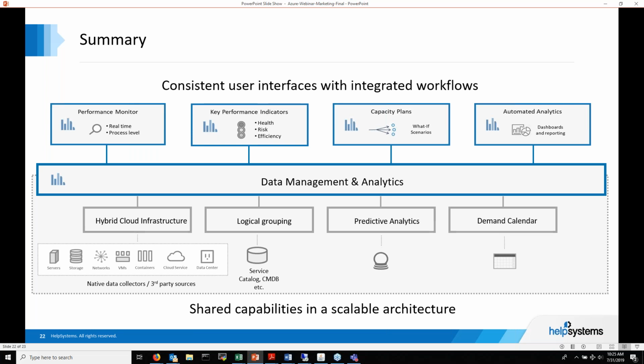Again, what we're doing is gathering data from a whole host of different hybrid cloud infrastructure, making it available in a common look and feel and single pane of glass, and providing you the ability to group things together around services and applications, whether it's running in Azure or across the various different platforms. We provide predictive analytics for forecasting what's going to happen, and also what-if scenarios to determine how to mitigate. And then we recently introduced this demand calendar, which allows you to keep the business inputs available as well.